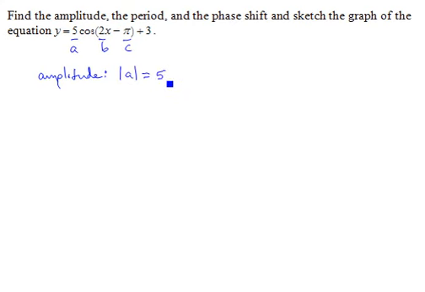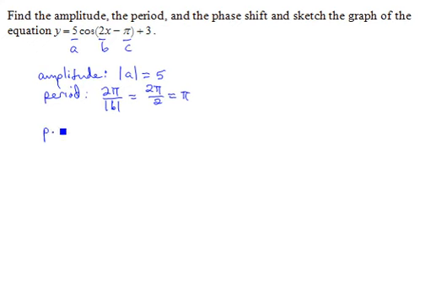That's 5 in this case, and so the function that we're graphing will go up and down to values of plus and minus 5 as their maxes and mins. The period can be computed using the values of a, b, and c as well. We can do 2 pi divided by the absolute value of b to get the period. That's 2 pi divided by 2 in this case, or simply pi. So this curve will have a period of pi.